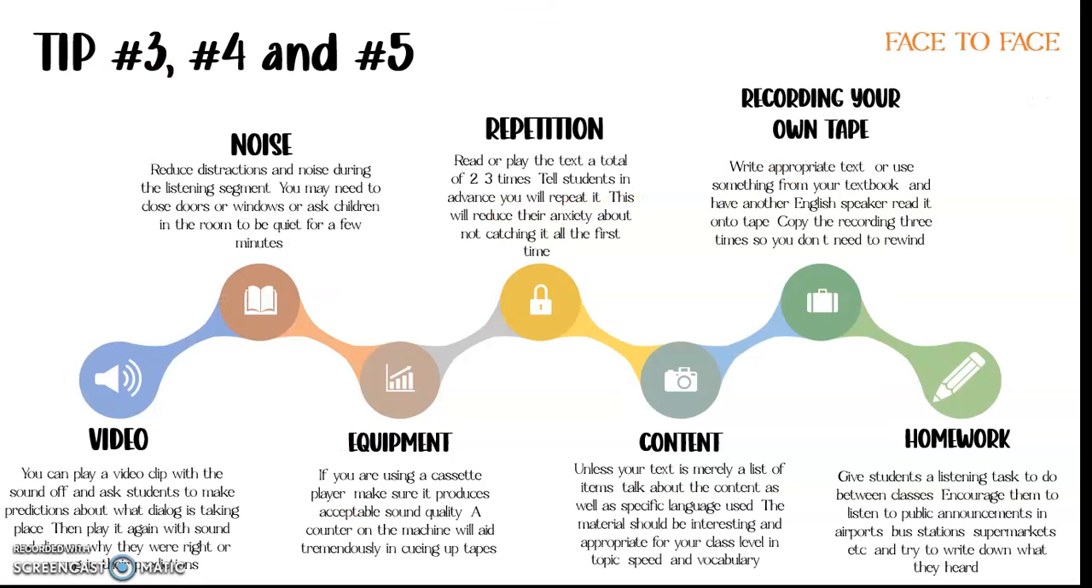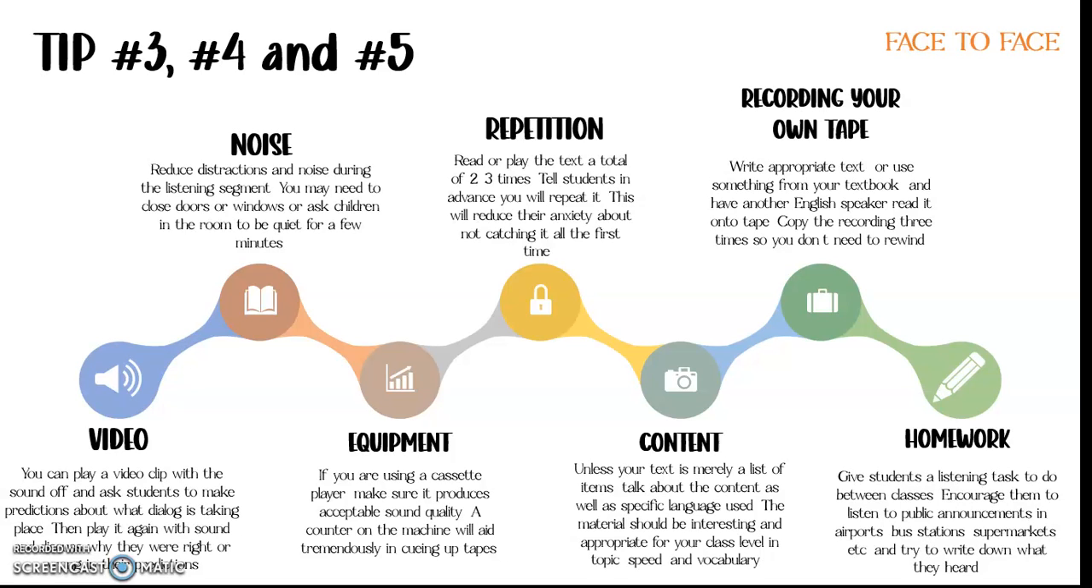Tips 3, 4, and 5. Video: you can play a video clip with the sound off and ask students to make predictions about what dialogue is taking place. And then you can discuss if their predictions were right or wrong. Noise: reduce distractions and noise during the listening segment. Equipment: if you are using a cassette player, make sure it produces acceptable sound quality.